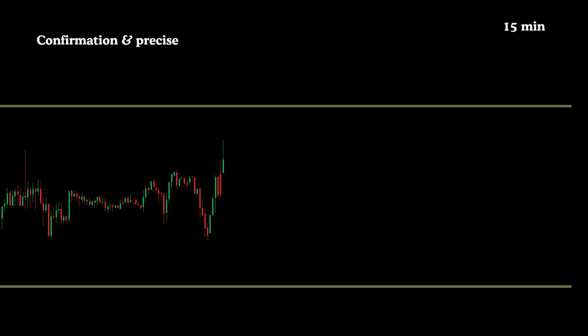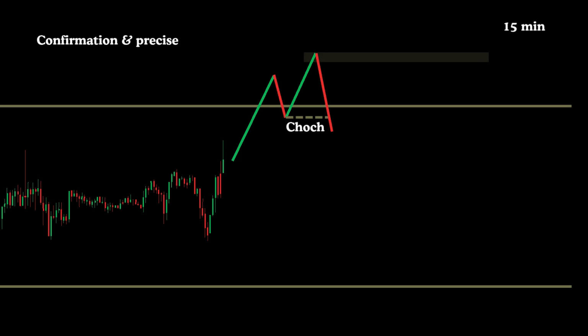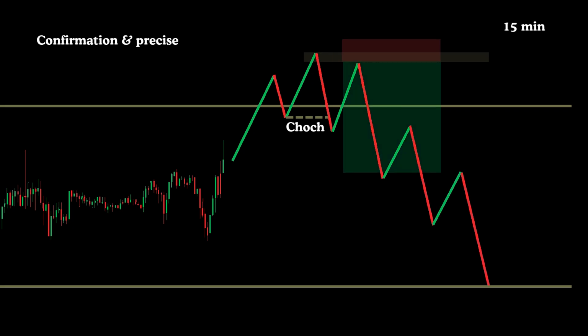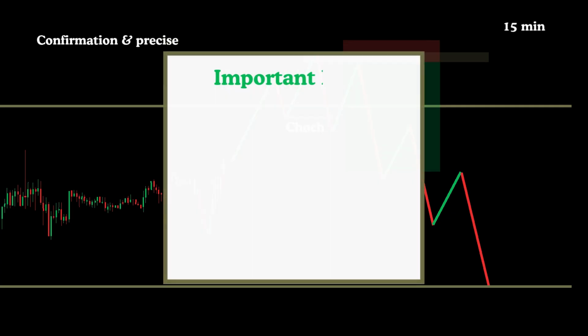First, we need the price to enter the order block zone and form a clear change of character. This signals the end of the short-term uptrend and confirms a potential shift toward bearish momentum. Without that change of character, there's no valid trade. Our first target would be the nearby daily level. If the market breaks below that, the next weekly level becomes our extended target.